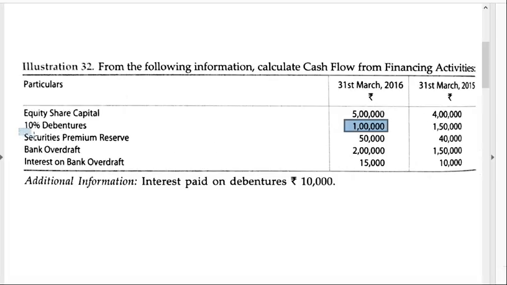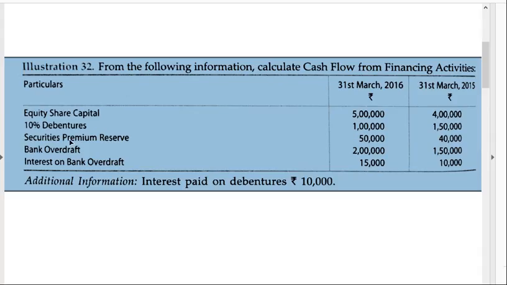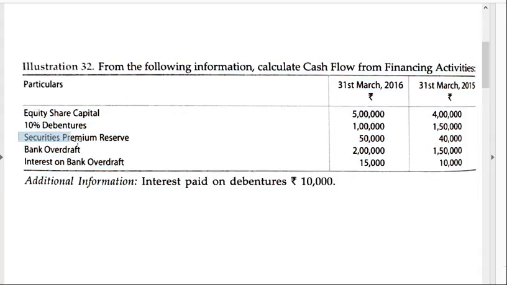Securities premium reserve. Now what is this securities premium reserve? This securities premium reserve is the premium amount at which the share capital is issued. It reflects the premium amount at which the securities have been issued. The premium amount we set aside as reserve in the securities premium reserve account.